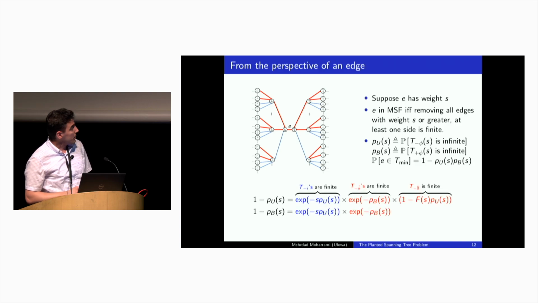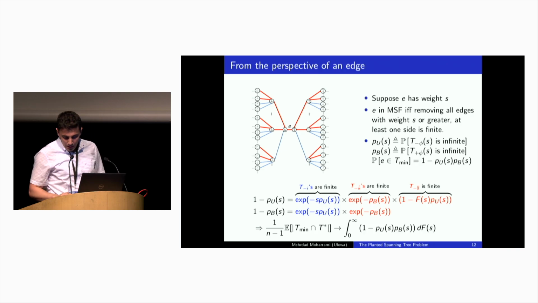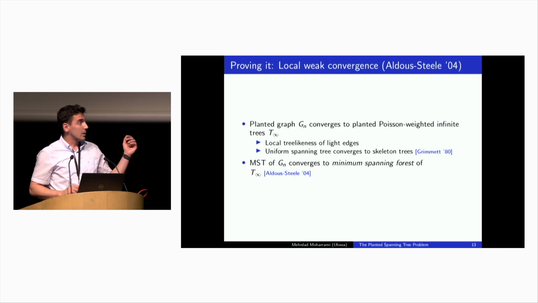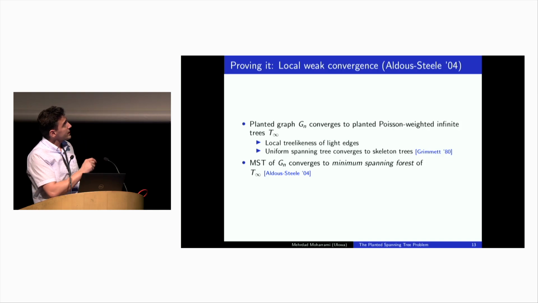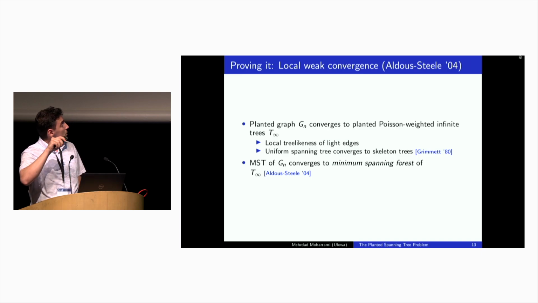Calculating the probability of survival is just a little bit tedious math, but it is very natural. And after that, you just plug it in, and you integrate over all possible values of the planted edge. So then the question is how this is related to the finite graph. Well, we rely on the result of Aldous, which shows that if you have a sequence of graphs converging to an infinite object in the local weak sense, then the minimum spanning tree of that sequence is going to converge to the minimum spanning forest of the infinite object.